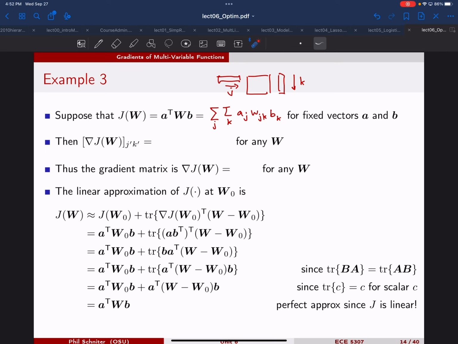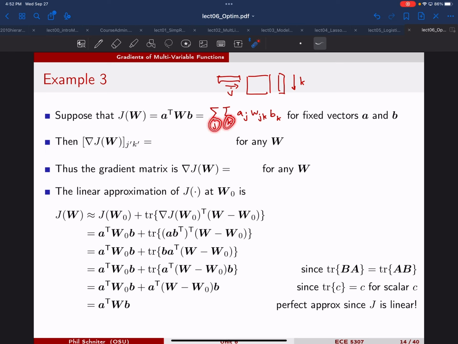Okay, so now that we have things written out in terms of individual elements, now we can do scalar calculus, which we all know. We've known how to do that for a long time. So in particular, let's look at the gradient matrix, but let's look at the j' row and the k' column. The reason I'm writing little primes here is I don't want you to confuse these indices with these ones here.